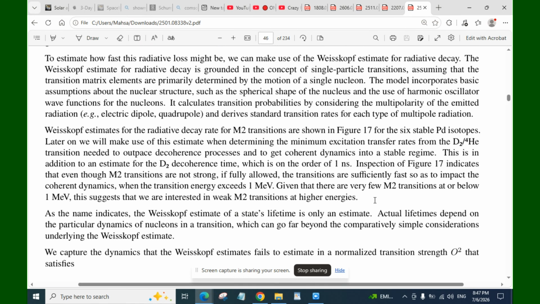radiative loss might be, we can make use of the Weisskopf estimate for the radiative decay. The Weisskopf estimate for radiative decay is grounded in the concept of single particle transitions, assuming that the transition matrix elements are primarily determined by the motion of single nucleons. The model incorporates basic assumptions about the nuclear structure, such as the spherical shape of the nucleus and the use of harmonic oscillator wave functions for the nucleons. It calculates transition probabilities, considering the multipolarity of the emitted radiation, for example, electric dipole, quadrupole, and derives standard transition rates for each type of multipole radiation.